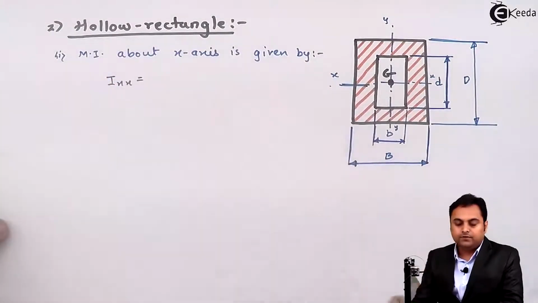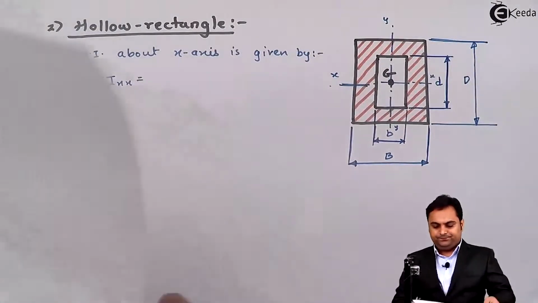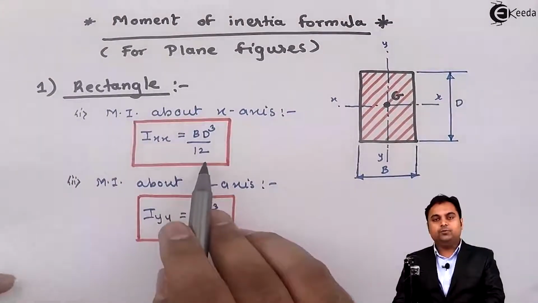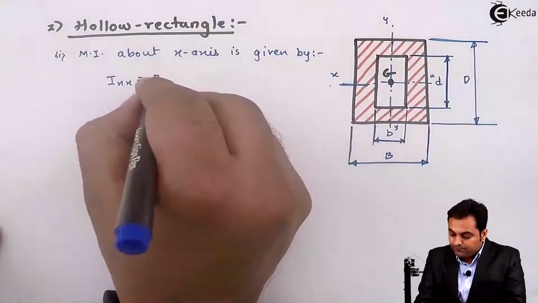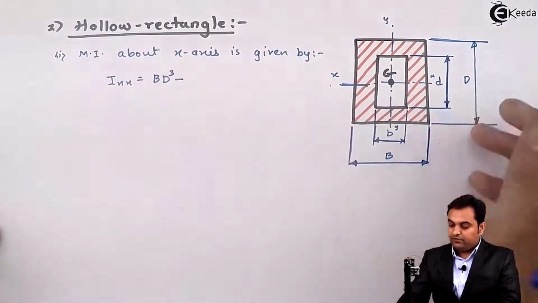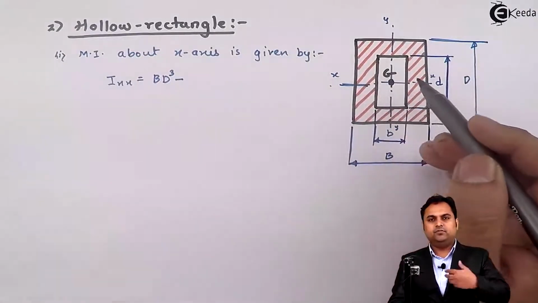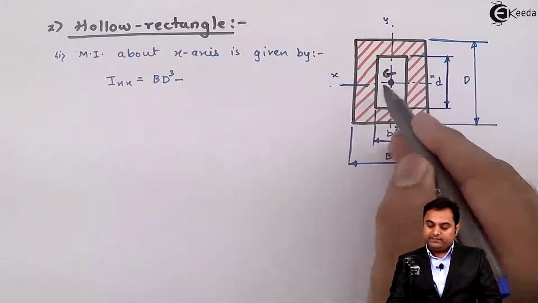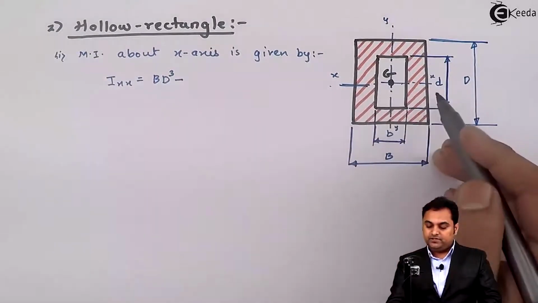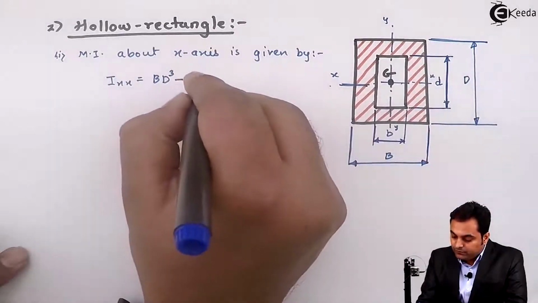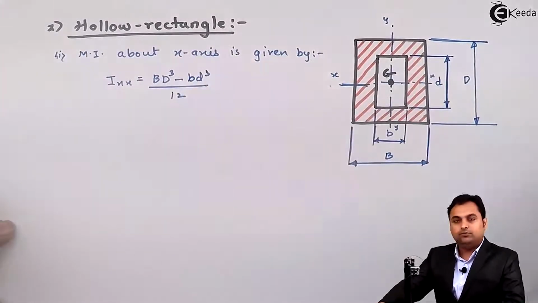Ixx is equal to, the formula is really simple, as we have seen in case of a rectangle it was capital BD cube by 12. So here we have again capital BD cube minus, from the outer rectangle we are subtracting the inner rectangle by using the moment of inertia formula. For outer rectangle about x axis it is capital BD cube by 12. For inner rectangle it will be small bd cube by 12. So here is the formula, capital BD cube minus small bd cube divided by 12.